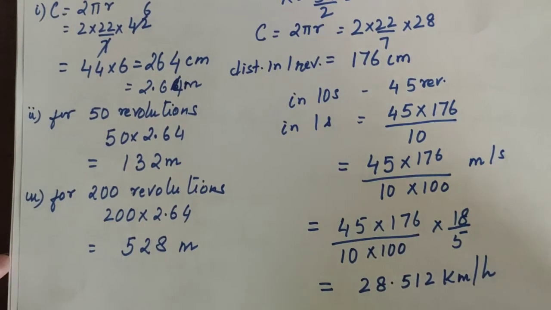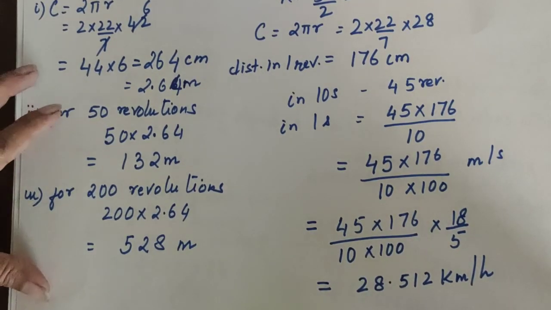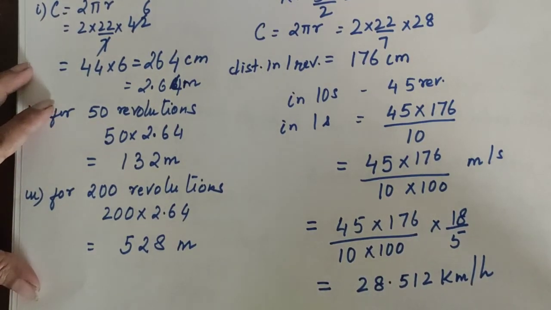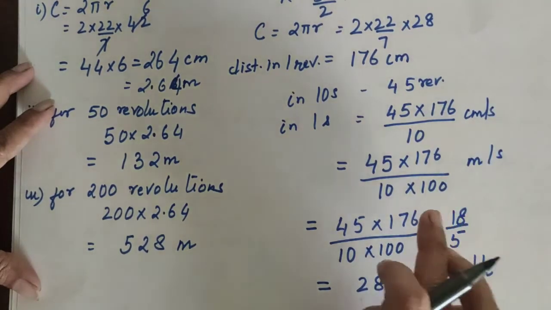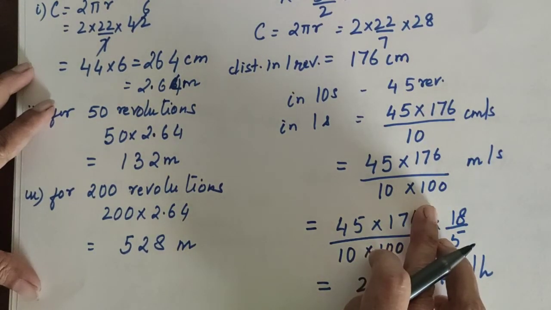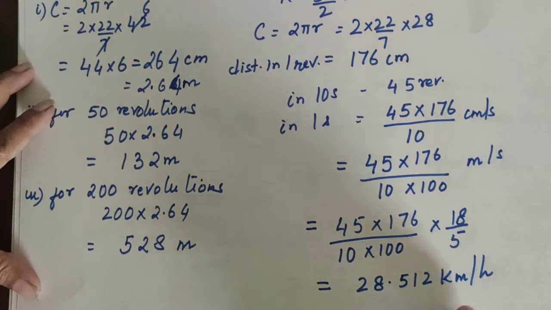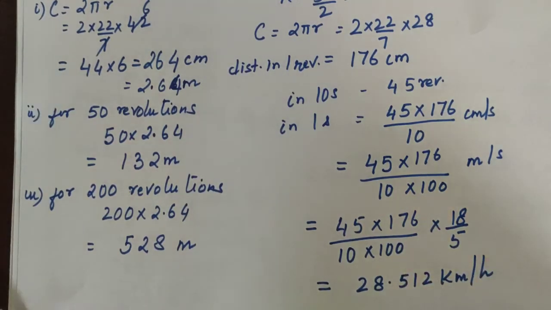So what was given is the distance traveled in one revolution. It is making 45 revolutions in 10 seconds. So in 1 second how many revolutions will it make? We know the distance of one revolution. So in 1 second, we are finding the speed in centimeter per second. We convert it into meter per second by dividing by 100. Then we convert it into kilometer per hour by multiplying by 18 upon 5. Simple things are used here.